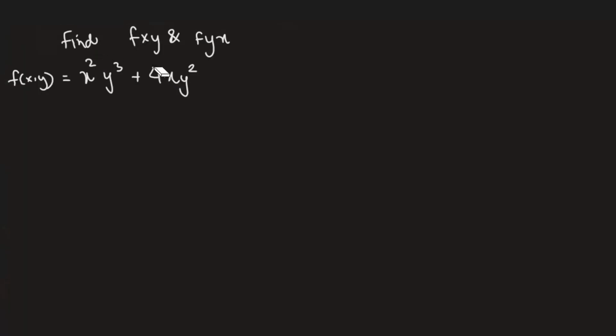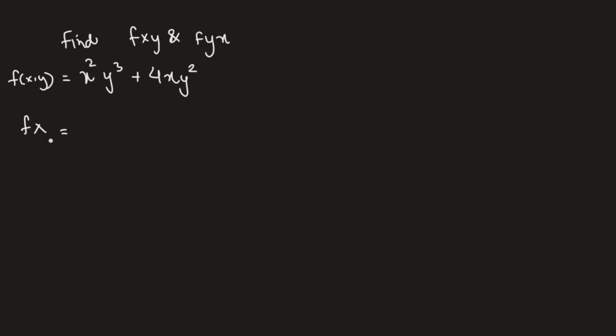Alright, this is our second example, and here we are asked to find f of x of y and f of y of x of this function. So first let's find f of x of y, and for that you know that you will need f of x first. So let's find f of x first then.